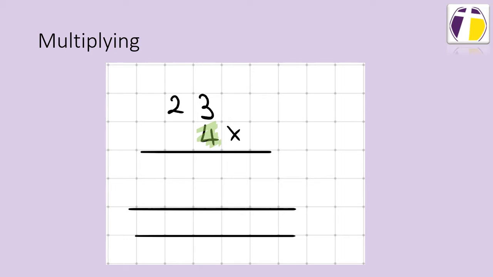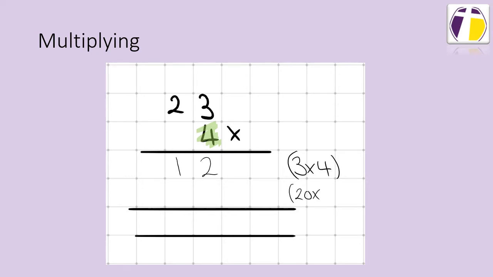I'm going to start off with 3 times 4. I'm going to place it in brackets so it shows that that's my first calculation. And I know that 3 times 4 equals 12, placing my 2 in the ones column and the 10 in the tens column. The next calculation that I'm going to do is 20 times 4, because we know that my 2 is in the tens column.